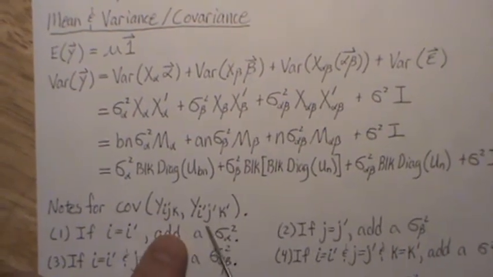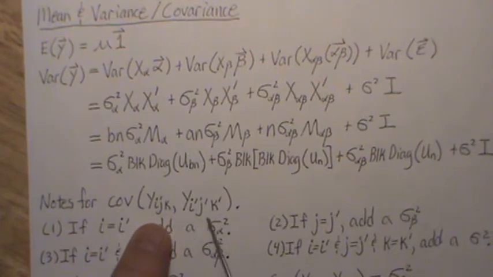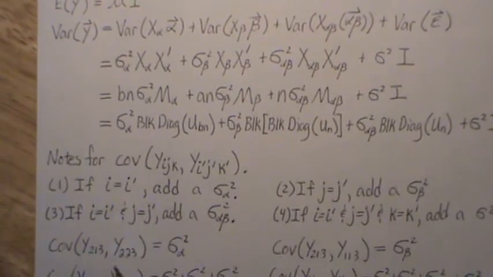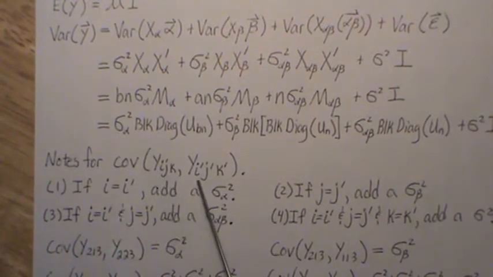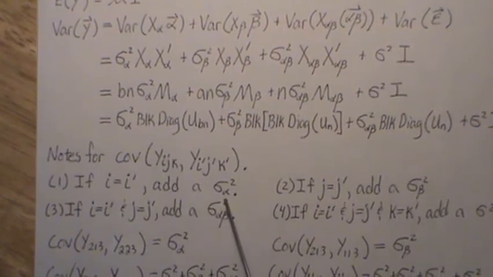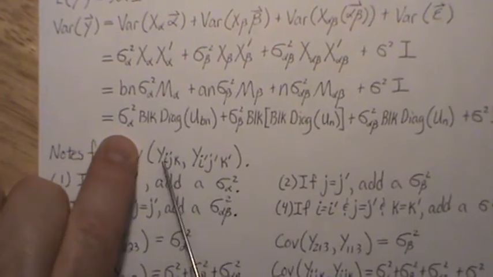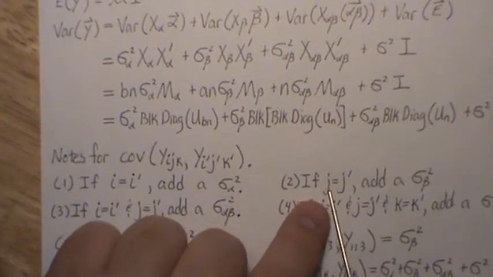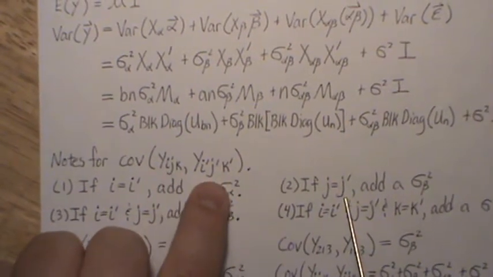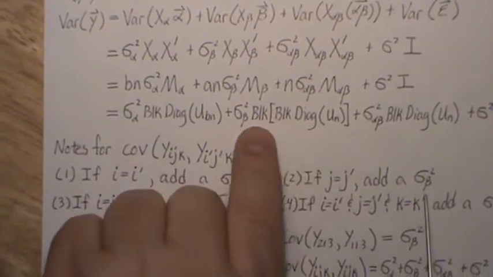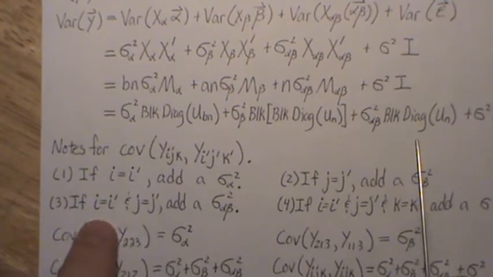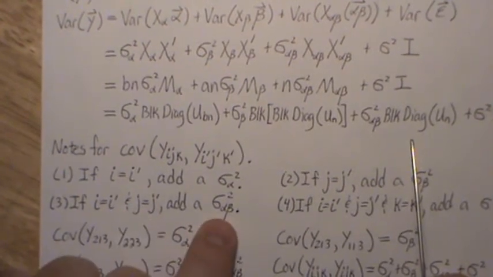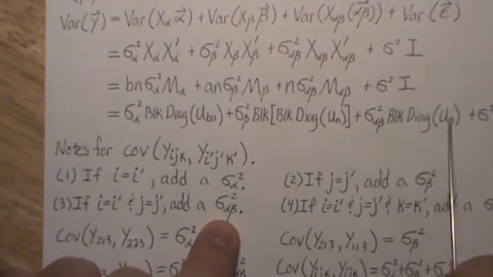And so we want to find the covariance between any two components of this y vector, which lives in this matrix, right? And the rule of thumb is if i is equal to i prime, then we're going to add a sigma alpha squared, which means we get one of those. And if j and j prime are equal, then we add a sigma beta squared, which deals with this part of the matrix. Here, if i equals i prime and j equals j prime, then we add a sigma alpha beta squared, which is what this deals with.